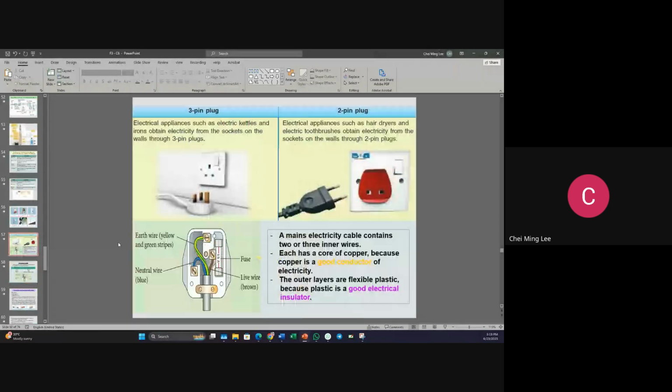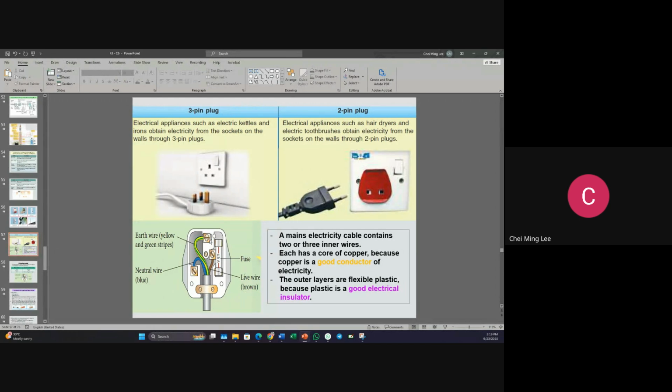Now let's see the 3-pin plug. Electrical appliances like electric kettles and irons obtain electricity from the socket on the wall through the three-pin plug. Three-pin plug means the plug with three pins. While two-pin is like hair dryers and electric toothbrushes, the small power ones, they normally use the two-pin plug. The only difference between three-pin and two-pin is that three-pin involves the earth wire. Two-pin has only live wire and neutral wire.